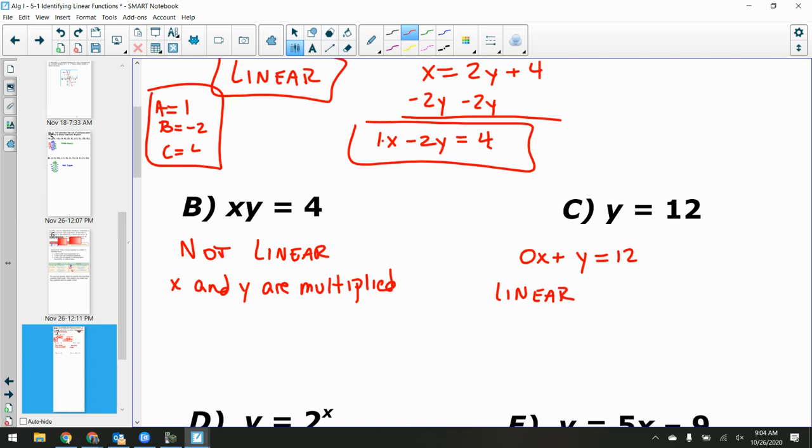Soon enough, we're going to learn that y equals 12 is a horizontal line at 12. So it's linear. My a value is 0, my b value is 1, and my c value is 12. If you ever don't see an x or y, make it a 0 there.